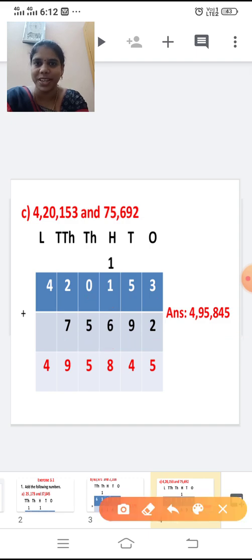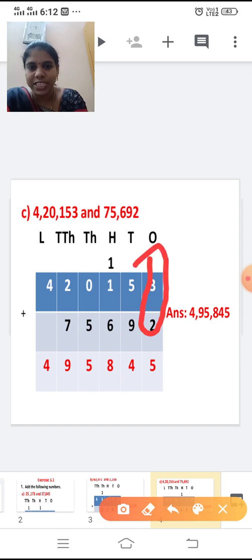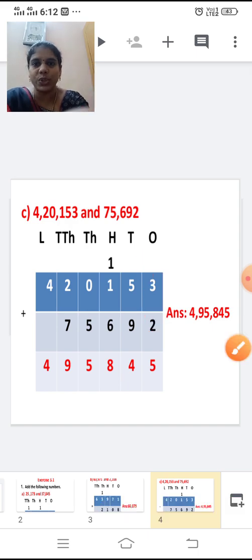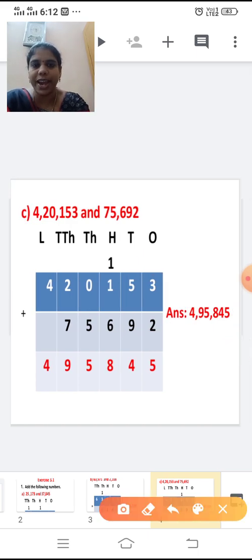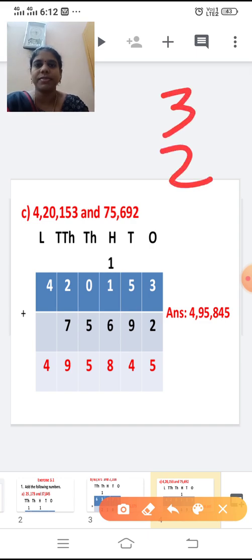How will you add two numbers? First we have to add the ones place, isn't it? So first I am going to add 3 plus 2. 3 in the mind, 2 in the finger. After 3, 4, 5. So the answer is 5. Write this 5 below the ones place.